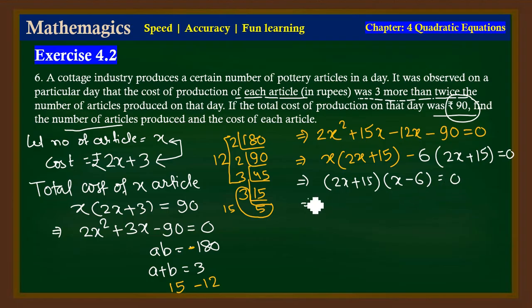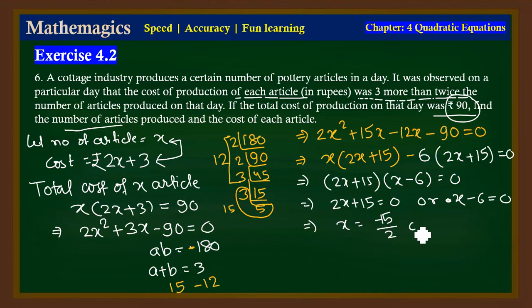So according to the rule we can say that either 2x plus 15 is equal to 0 or x minus 6 is equal to 0. So x is equal to minus 15 by 2, or minus 6 will go that side and become plus 6. So dear friends, I hope you have understood the calculation, how to solve all these things. Here the question is saying to find the number of articles. So obviously the number of articles cannot be negative, so this is not a correct answer. We will be taking the positive value, that is x is equal to 6.